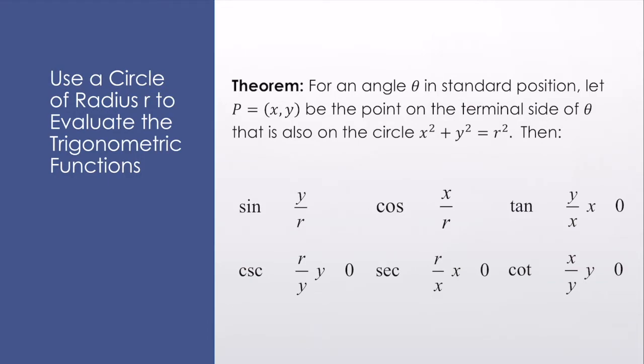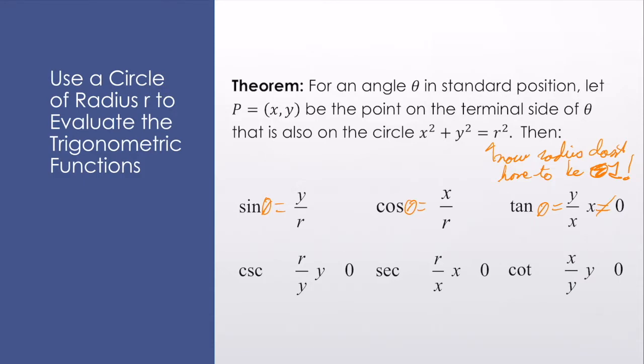So for an angle theta in standard position, let P equals (x, y) be on the terminal side of theta that's also on the circle x squared plus y squared equals r squared. So now our radius doesn't have to be 1. That's the key takeaway. Our radius doesn't have to be 1. So sine of theta, which before was y, would now be y over r. Cosine of theta, which before was x, would now be x over r. And tangent of theta stays the same as long as x doesn't equal 0.